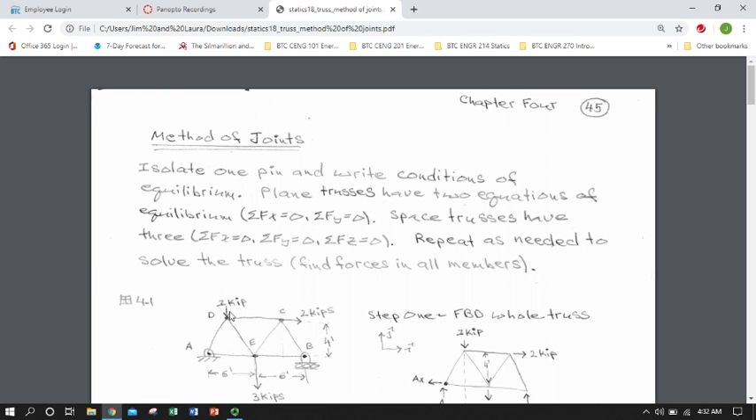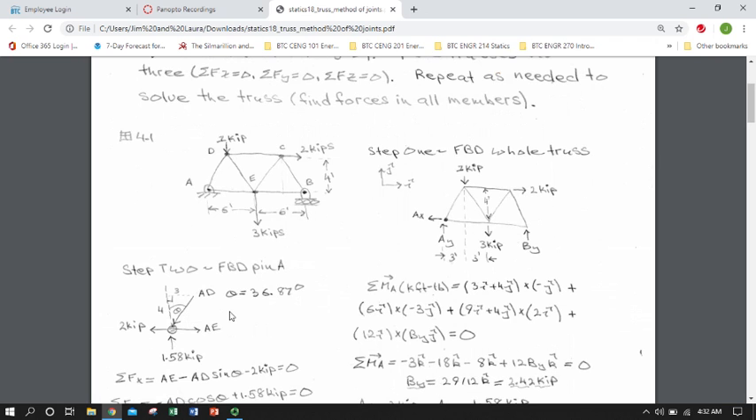And you will just go through the truss and repeat as needed until you've solved the truss, until you've found the forces in all the members. Generally speaking, depending on the truss design and on how many members intersect at any given pin, you'll very likely be able to solve for the forces in each of the members with each pin FBD and conditions of equilibrium. That won't always be the case. Sometimes you'll have an extra unknown, in which case you'll just carry that unknown over into another equation for another joint and solve it there.